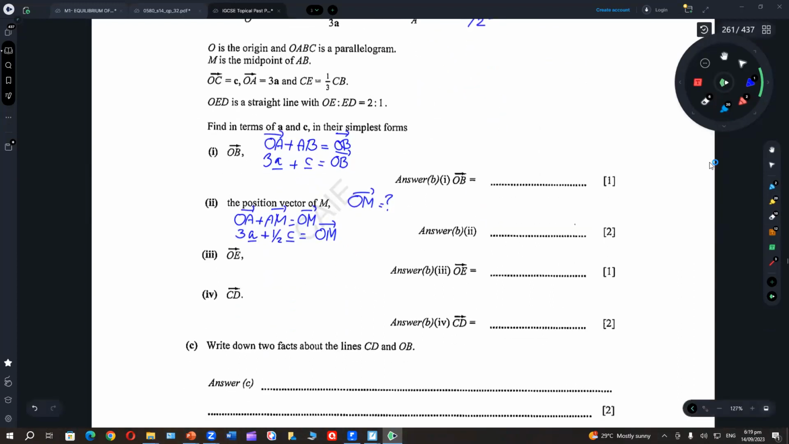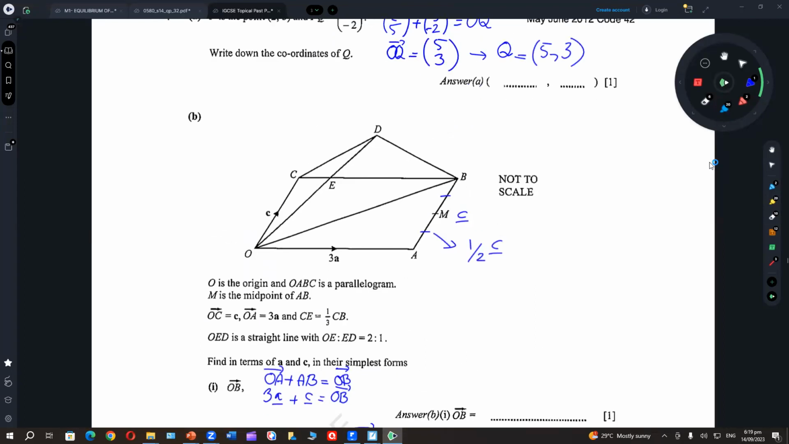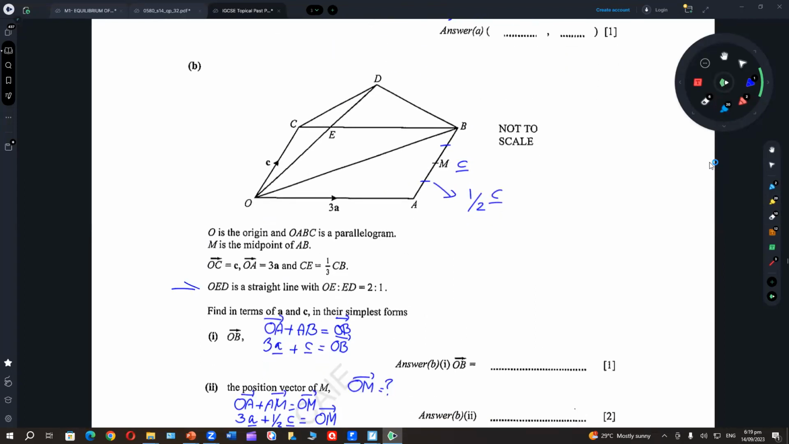O to E. Look at part number 3. He says OE. Now read this arrow line. OED is a straight line. Do you remember the ratio thing we discussed in the last class? Yeah, I think so. So 2 is to 1. It means this is 2 and this is 1. Before that, the ratio on a line.